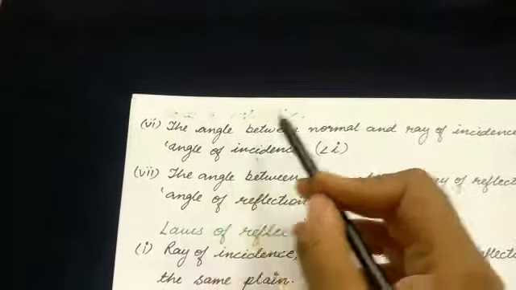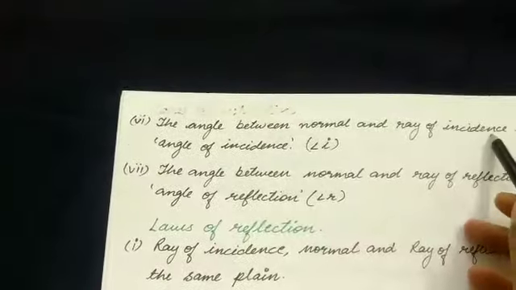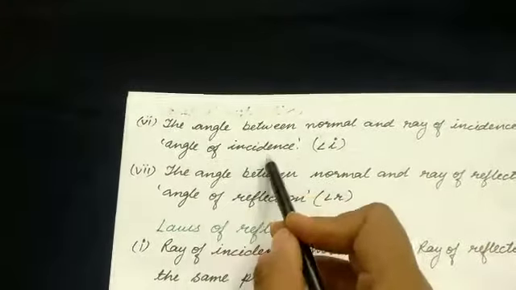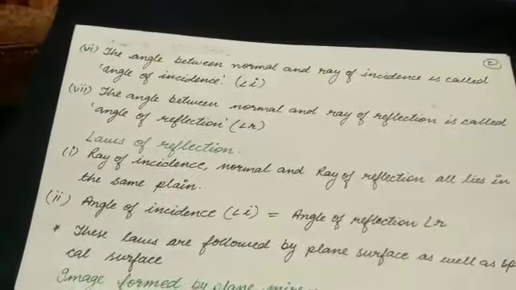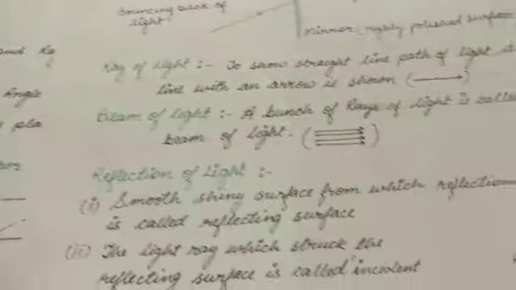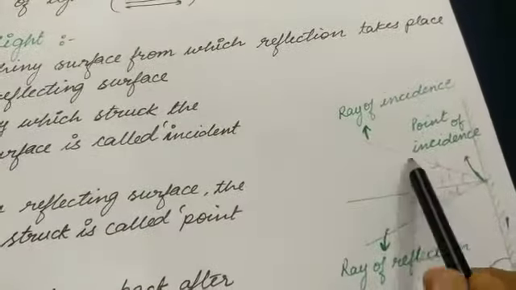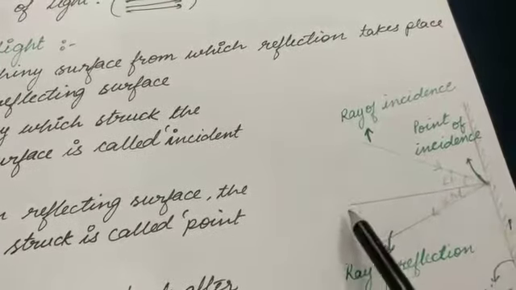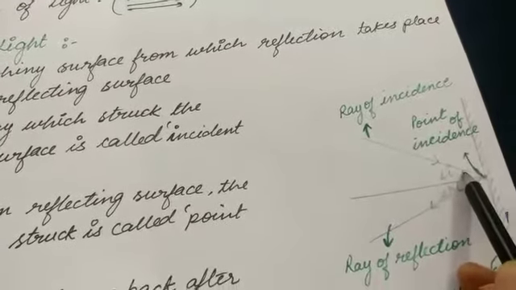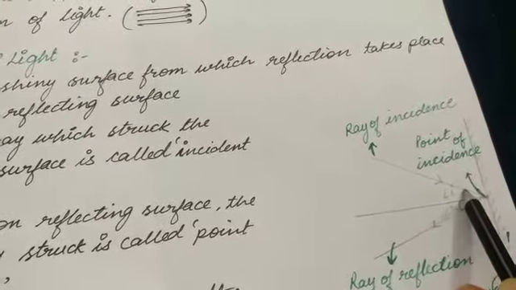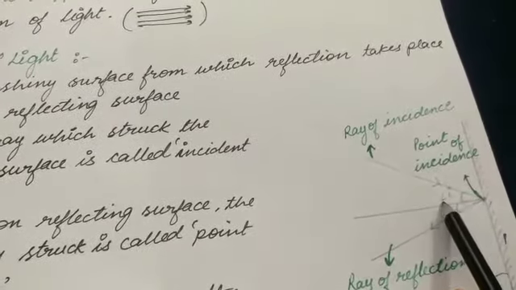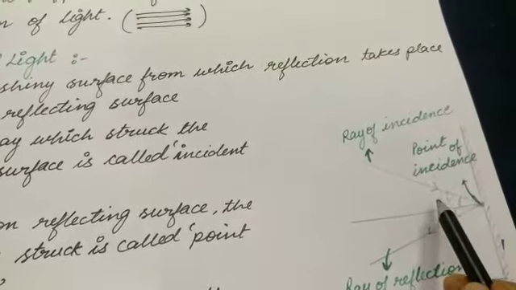the angle between the normal and the ray of incidence is called the angle of incidence. To see this, let us see the diagram again. Here it is. This is the ray of incidence and this is the normal. So the angle between these two lines, the ray of incidence and the normal, is called the angle of incidence. This is angle I.